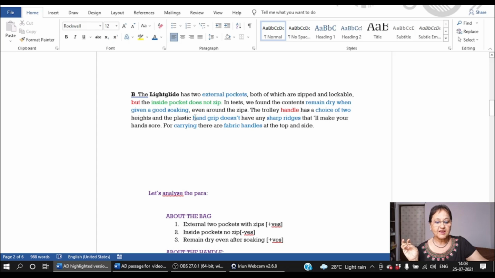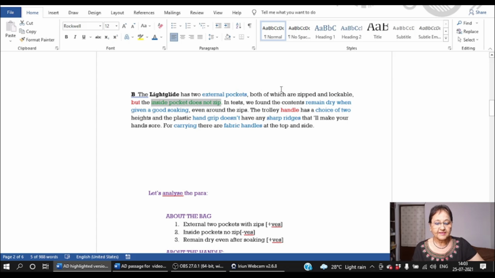It has a choice of 2 heights and plastics. What is a positive here? Hand grip does not have sharp edges. So if it does not have sharp edges, it's comfortable to carry. Therefore, it doesn't give any pain to your hand. So that is a positive. Then the last sentence is carrying fabric handle. So the handle is covered with fabric, a kind of cloth. So it's kind of soft. So here we see there's only one negative point, and that is inside pocket does not zip.